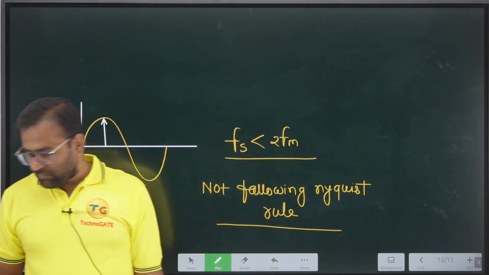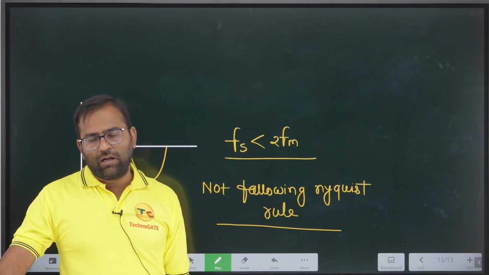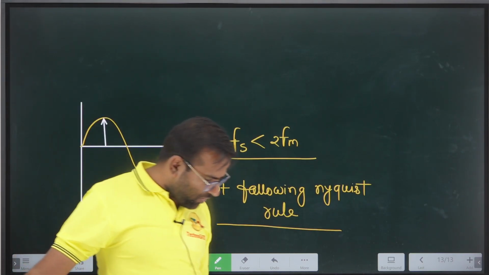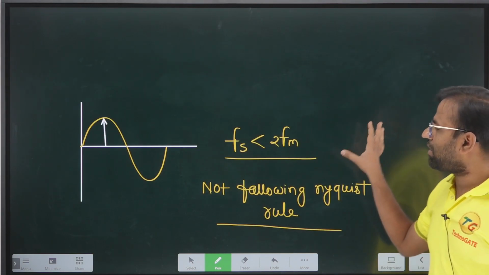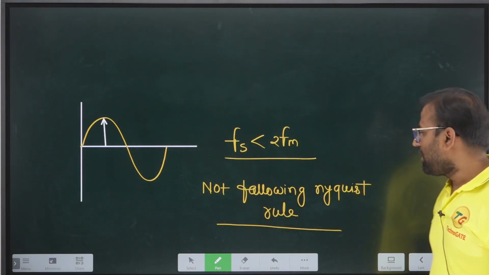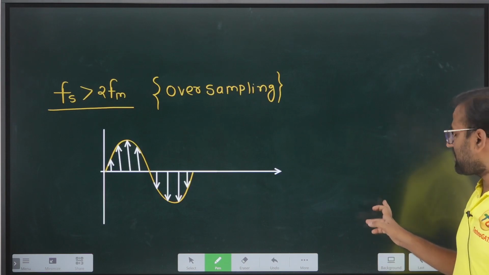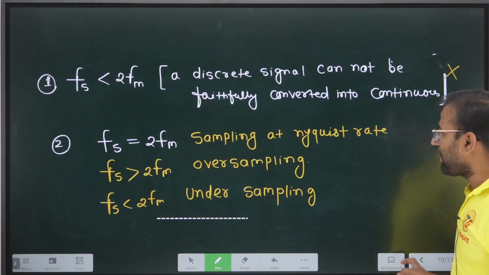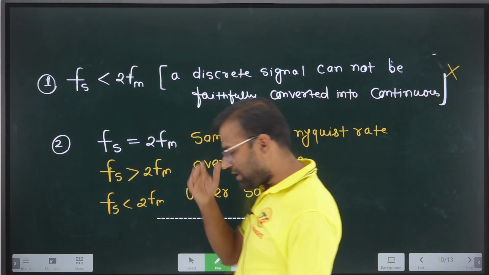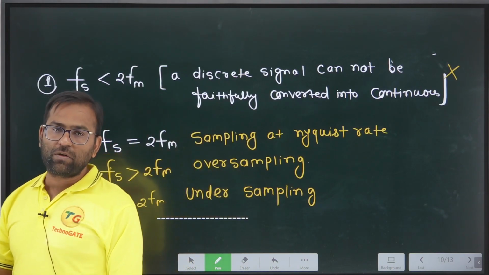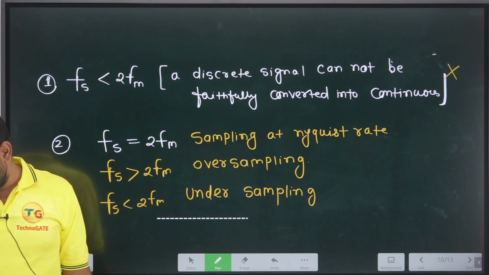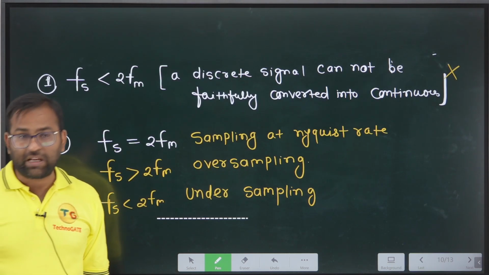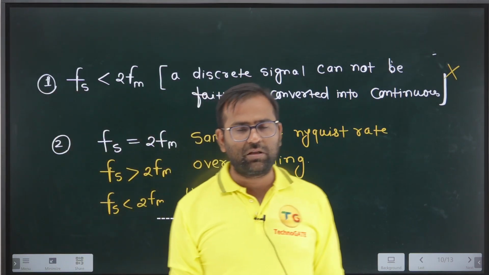Now, this is done. In the next class, we will talk about a few more examples based on the sampling criteria or Nyquist criteria, so you can understand it better. And then we will go to pulse code modulation. The next thing in pulse code modulation is quantization, so we will talk about quantization in the next class.